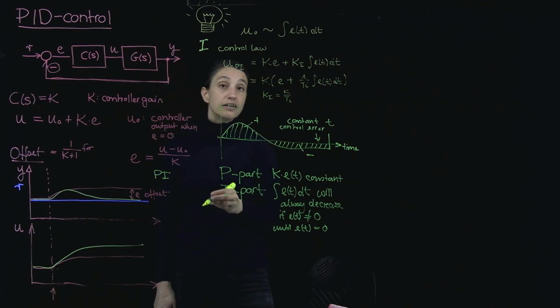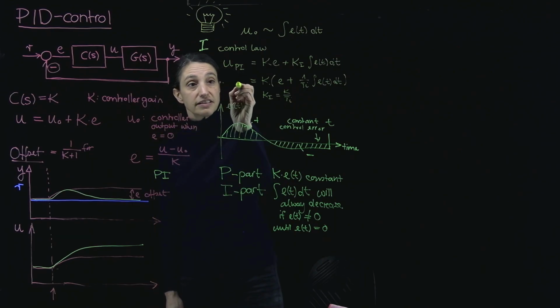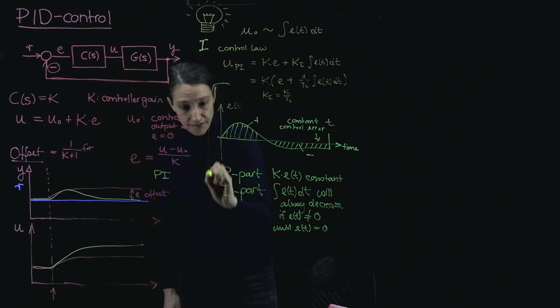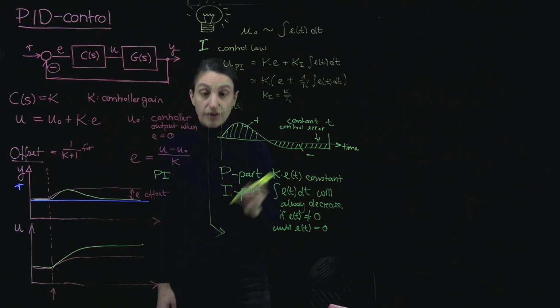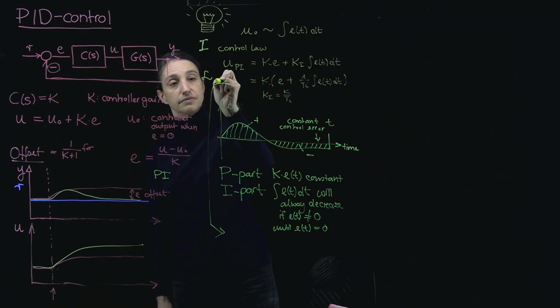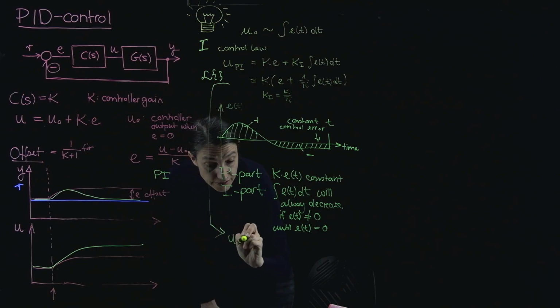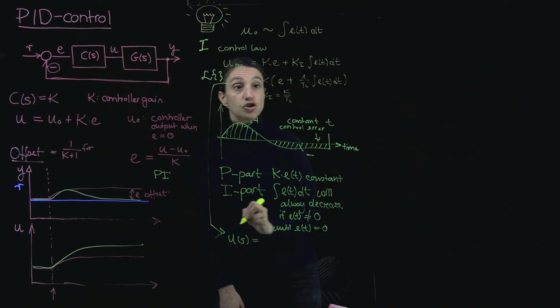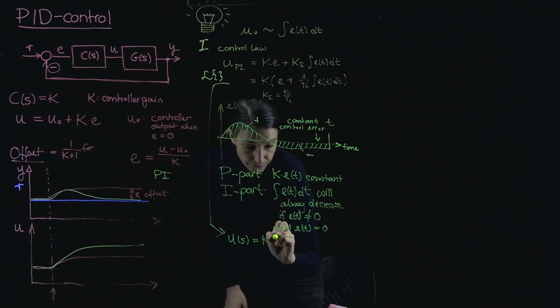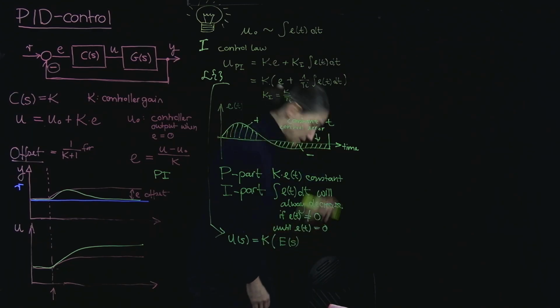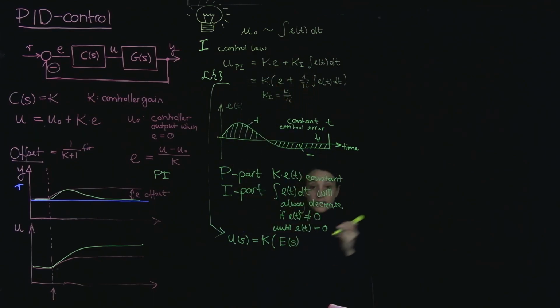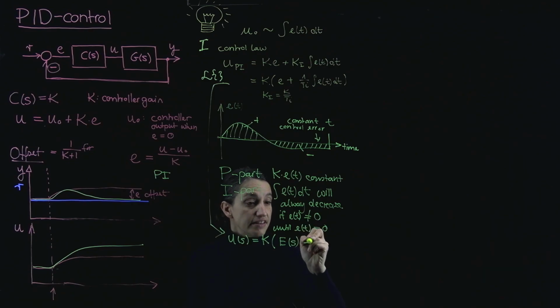Okay, all right, so this is our control term. Now if we want to see this in the Laplace domain, we're going to take this equation here and Laplace transform it. And then we're getting U of s equals K, open bracket, E of s, plus 1 over Ti.